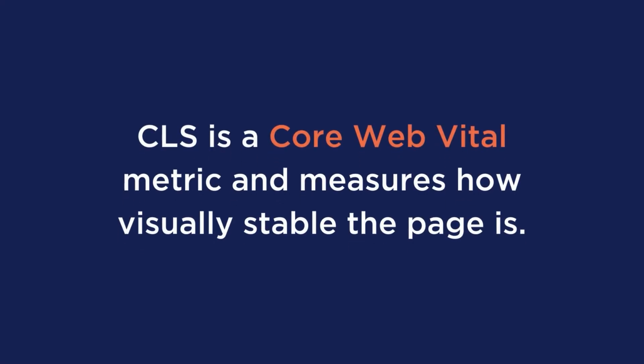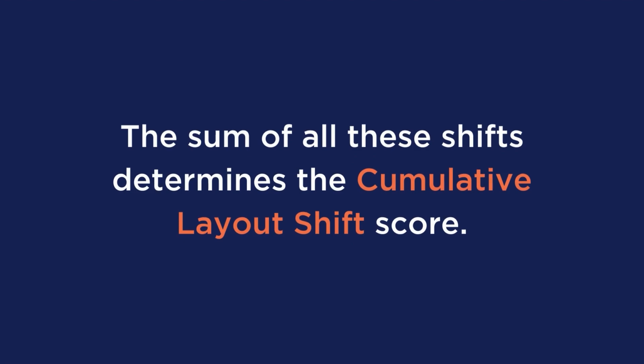CLS, or Cumulative Layout Shift, is a core web vital metric, and it measures how visually stable the page is. The visual stability is calculated by how many unexpected layout shifts occur without interacting with the page. Every time that the content shifts, not because you clicked on a link or so on, that counts as a layout shift. And the sum of all these layout shifts determines the Cumulative Layout Shift score.